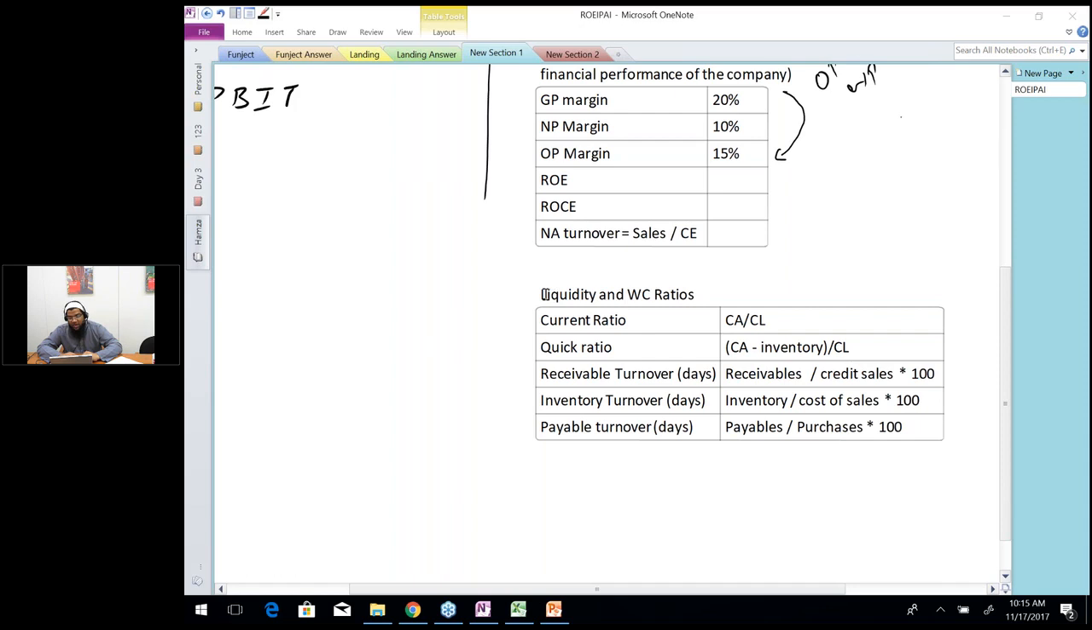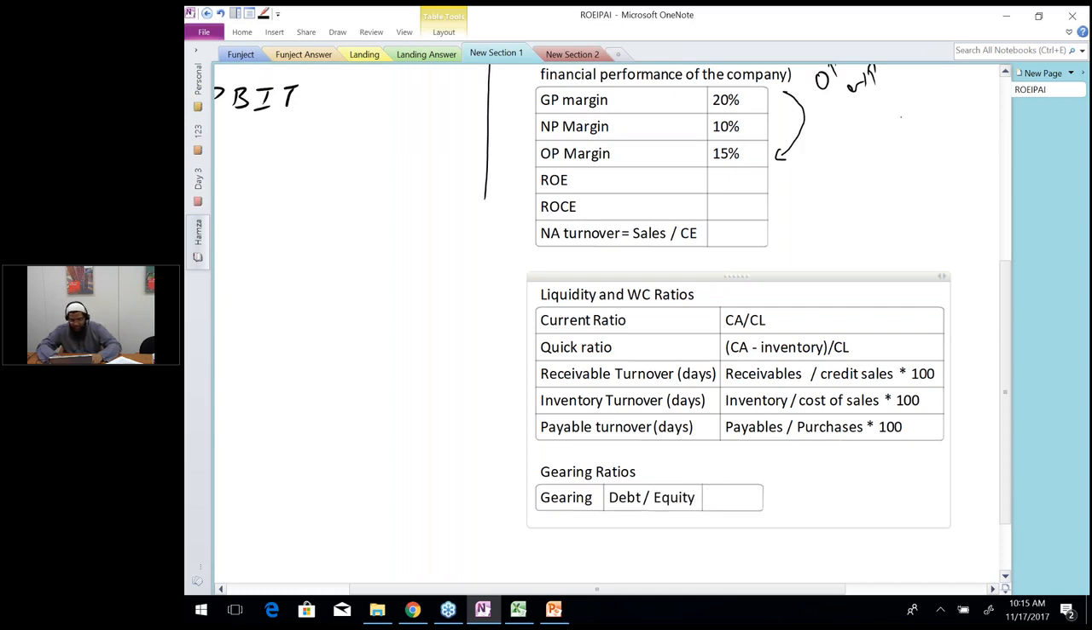Okay, so now this is how you are going to calculate the liquidity and the working capital ratios. And finally, you should be aware of gearing ratios. In gearing ratios, there are in total two types of ratios. Gearing, which is debt divided by equity. And second is interest cover, which is profit before interest and tax divided by the amount of interest.